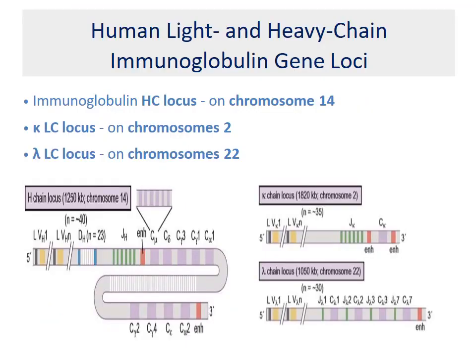Now, the light chain and heavy chain genes in humans are restricted to particular gene loci. The heavy chain is present on chromosome 14, whereas the kappa light chain locus is on chromosome 2 and the lambda light chain locus is on chromosome 22. So for the HC locus, it is chromosome 14. For the kappa LC locus, it is chromosome 2, and for the lambda LC locus, it is chromosome 22.